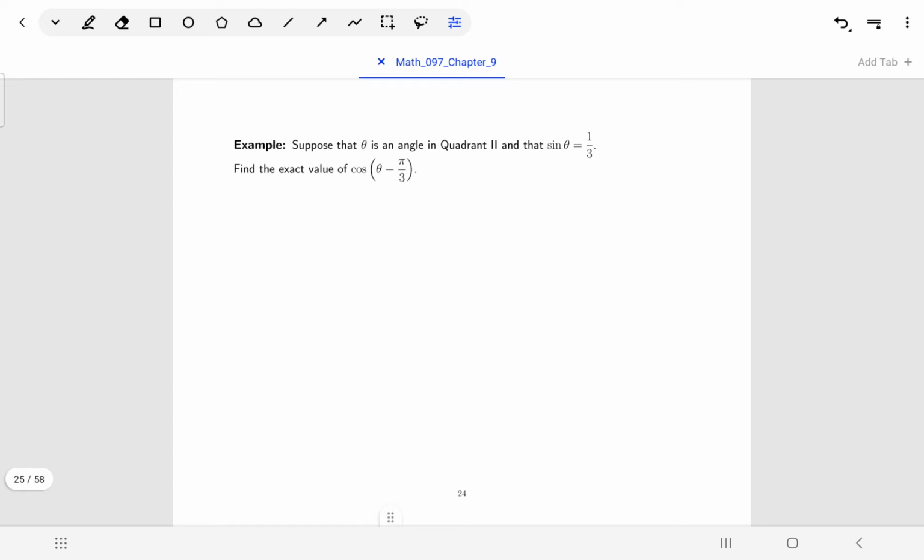Welcome back. In the second part of this section, we're going to look at some applications of these identities. We've already done that to an extent at the very beginning when we found cosine of 15 degrees, but now we're going to see some other uses of these angle sum and angle difference identities.